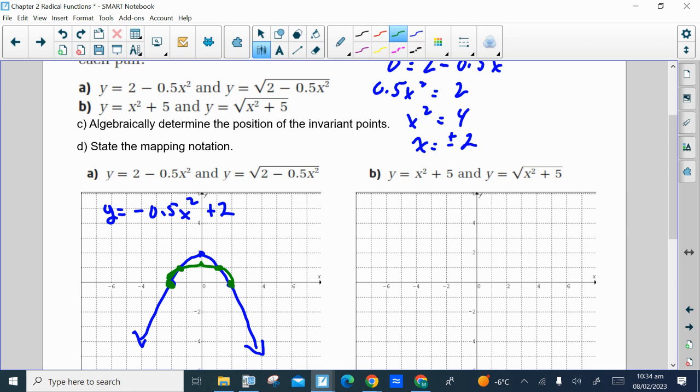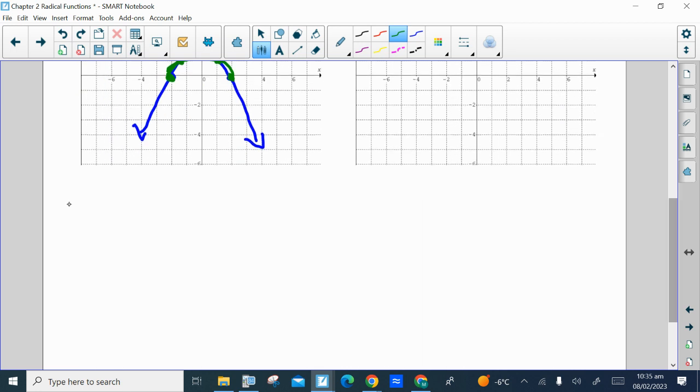So this one looks completely different from the radical functions that we have been working from. And it's because of the nature of the original function. The original function was a quadratic. So if we algebraically determine where those invariant points are, using the original function, 2 minus 0.5x squared, they are where y equals 0 and also where y equals 1. But let's solve this one first.